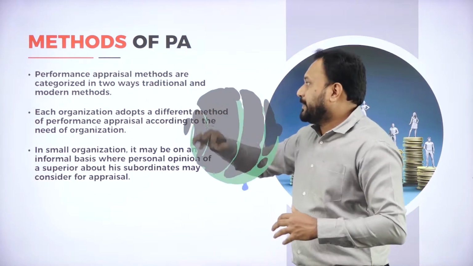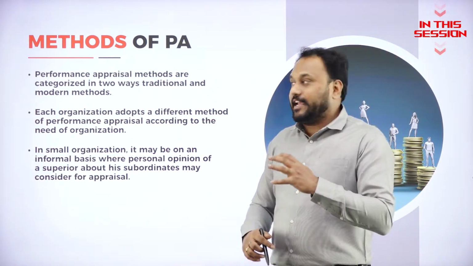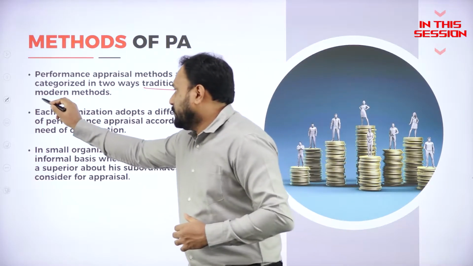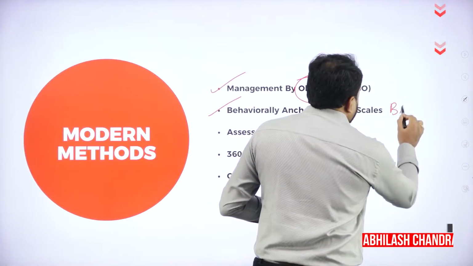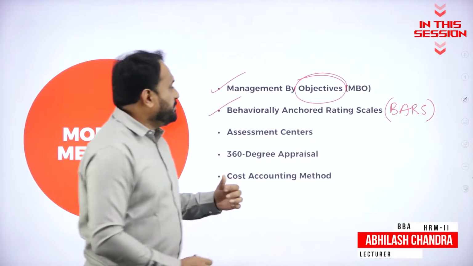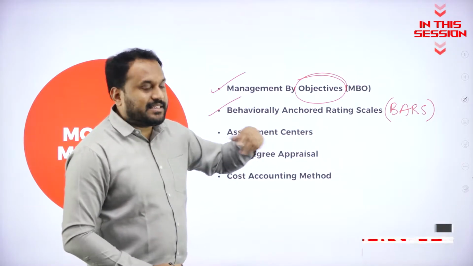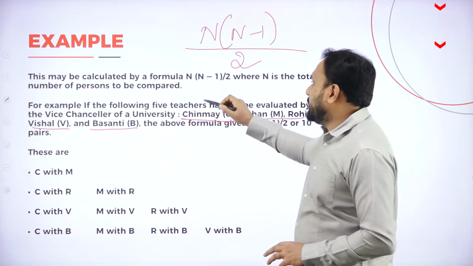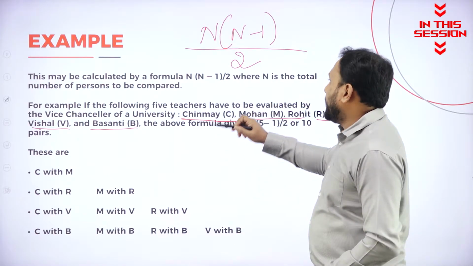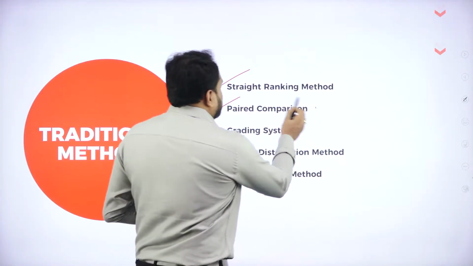So performance appraisal methods are categorized in two ways. That is, one we have traditional, another is in the modern method. BARS. Very famously, this is known as BARS, that is behaviorally anchored rating scale. This may be calculated with the formula. Now I have given the formula where N is the total number of person to be compared. Say here comparison between the people.